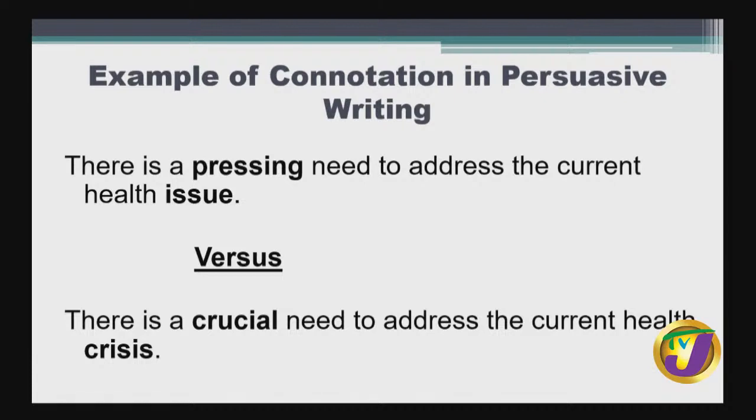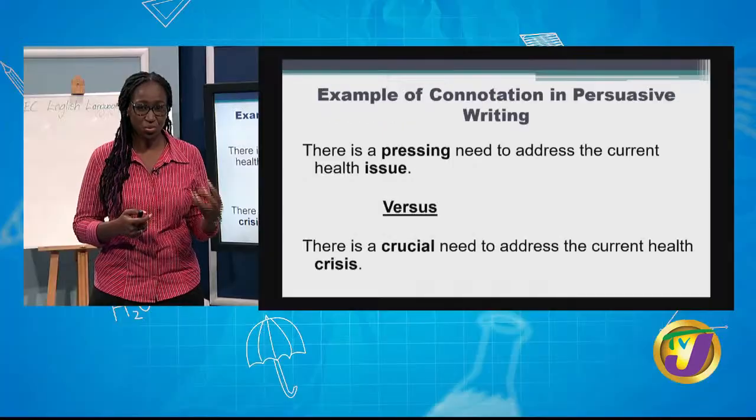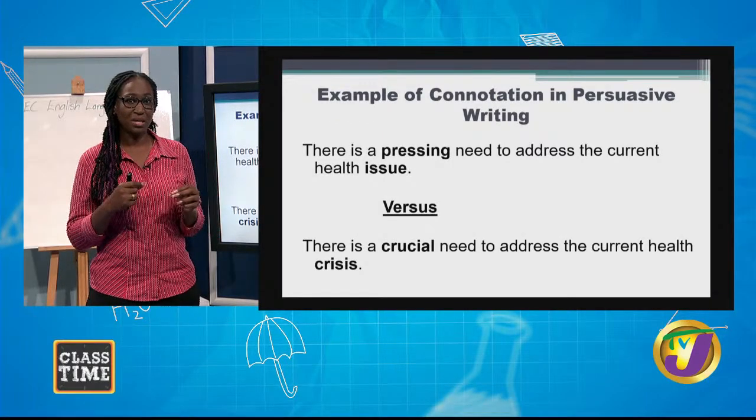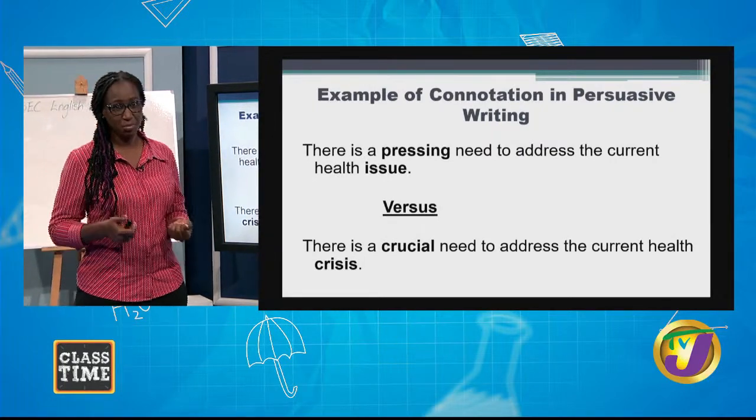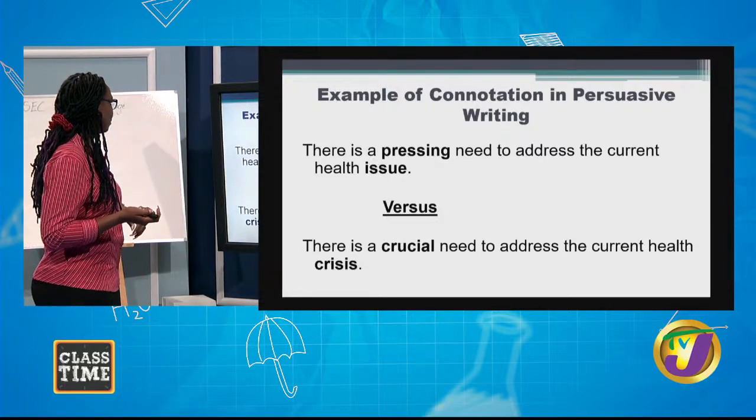So when you said there is a pressing need to address the issue, yes, it is important. But when you say there is a crucial need to address the crisis, you have upped the ante. You have made it sound as if we don't do this, all hell will break loose. If we don't do this, then everybody is going to suffer. You have added a certain level of importance to it that was there before, but is even more so there now. So keep that in mind. You want to use your connotative language to help to push your argument along.